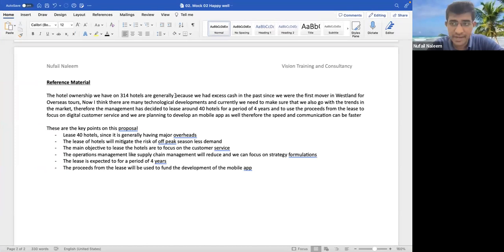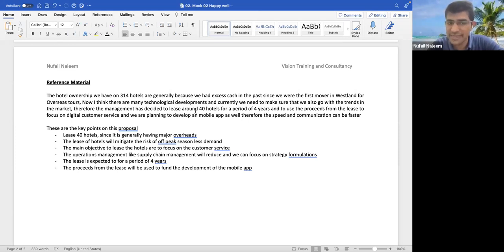If you observe the reference material, the hotel ownership we have on 314 hotels is generally because we had excess cash in the past since we were the first mover in Westland for overseas tour. Now, students, if you observe the case study, it is very clear that we were the first mover in Westland for overseas tour. Now, I think there are many technological developments, and currently we need to make sure that we also go with the trends in the market.